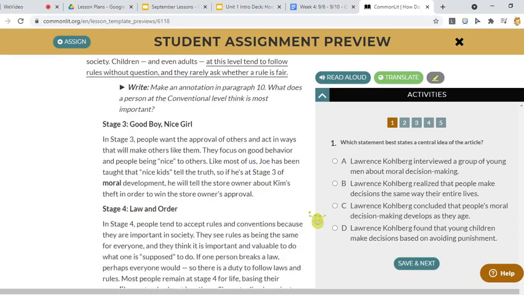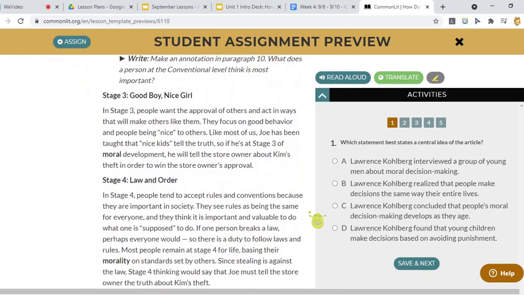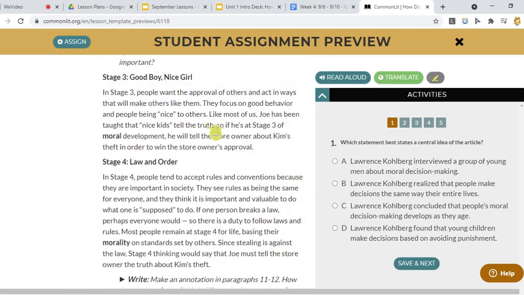Let's take a look at the different stages. There are 2 stages of conventional behavior. Here's stage 3: good boy, nice girl. In stage 3, people want the approval of others and act in ways that will make others like them. They focus on good behavior and people being nice to others. Like most of us, Joe has been taught that nice kids tell the truth. So if he's at stage 3 of moral development, he will tell a store owner about Kim's theft in order to win the store owner's approval. Joe just wants to be loved. He's like, I just want the store owner to like me. So he's probably in stage 3.